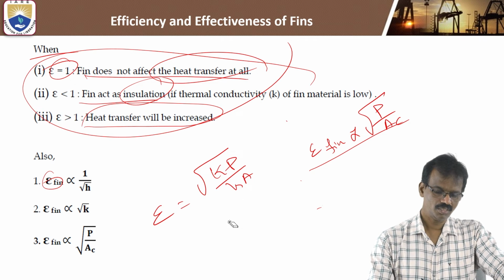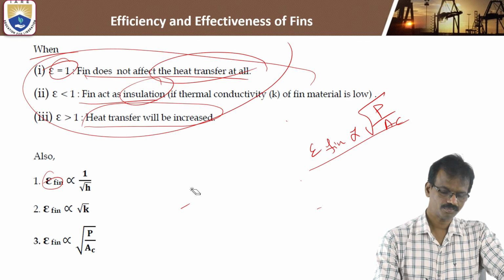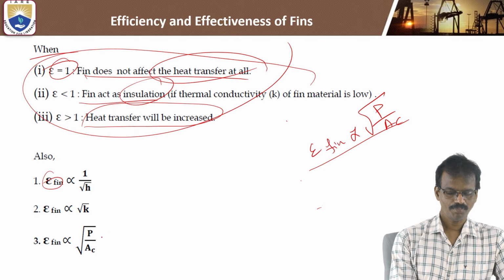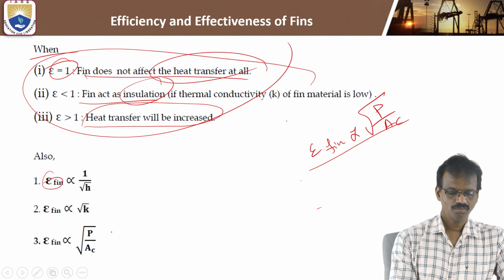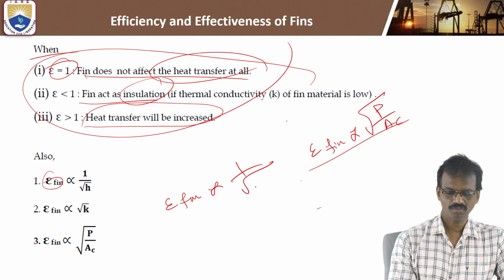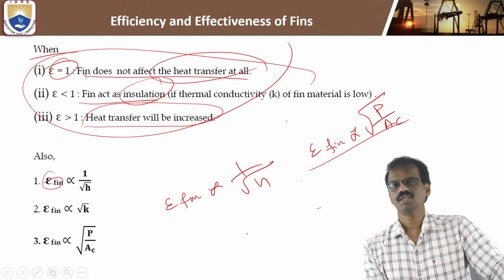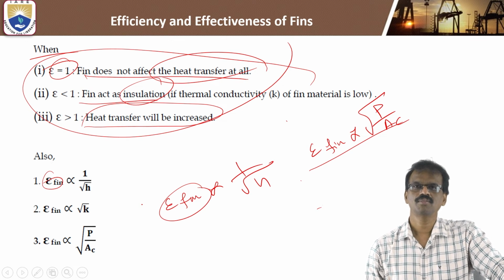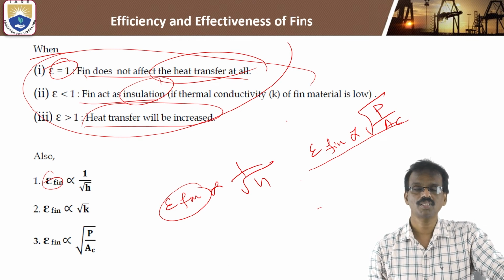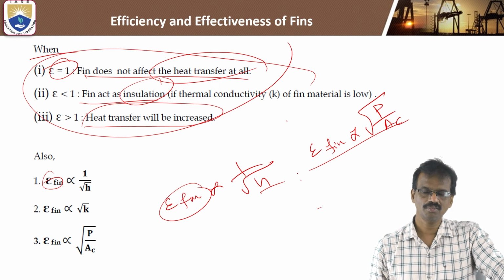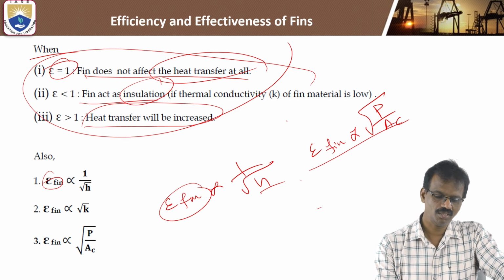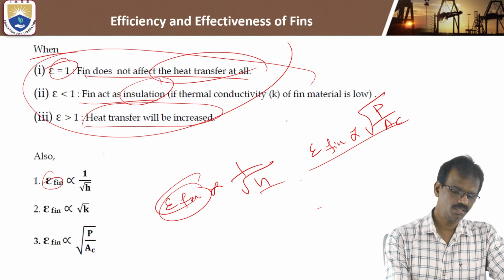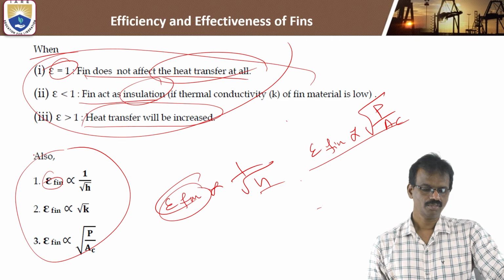So epsilon is directly proportional to under root of P by Ac. Next, effectiveness is inversely proportional to under root h. If the rate of heat transfer increases, effectiveness will decrease. The heat transfer coefficient of the air will decrease, and if that decreases, automatically effectiveness increases. You have to remember these relationships.